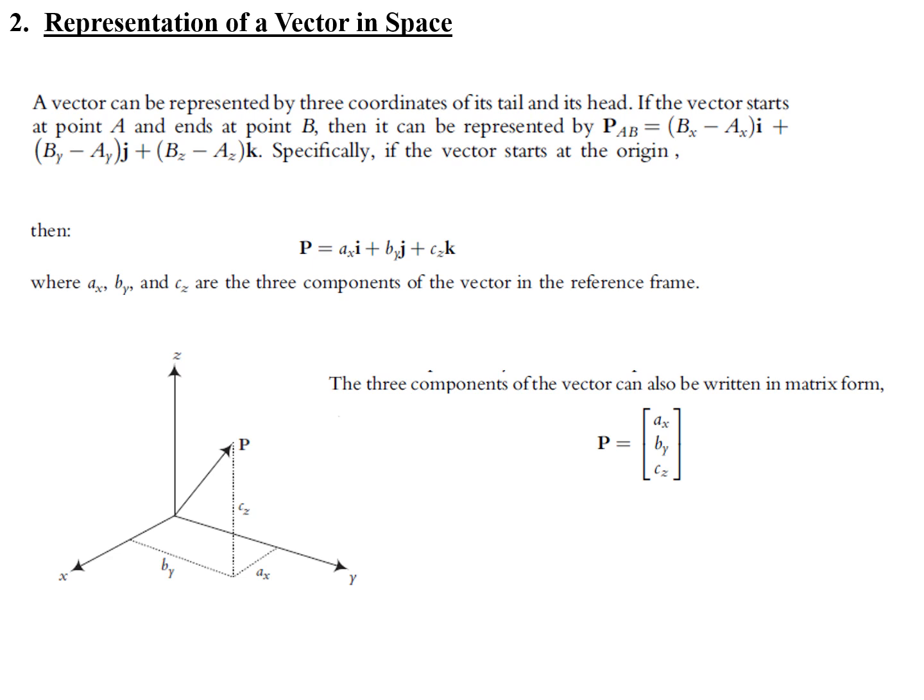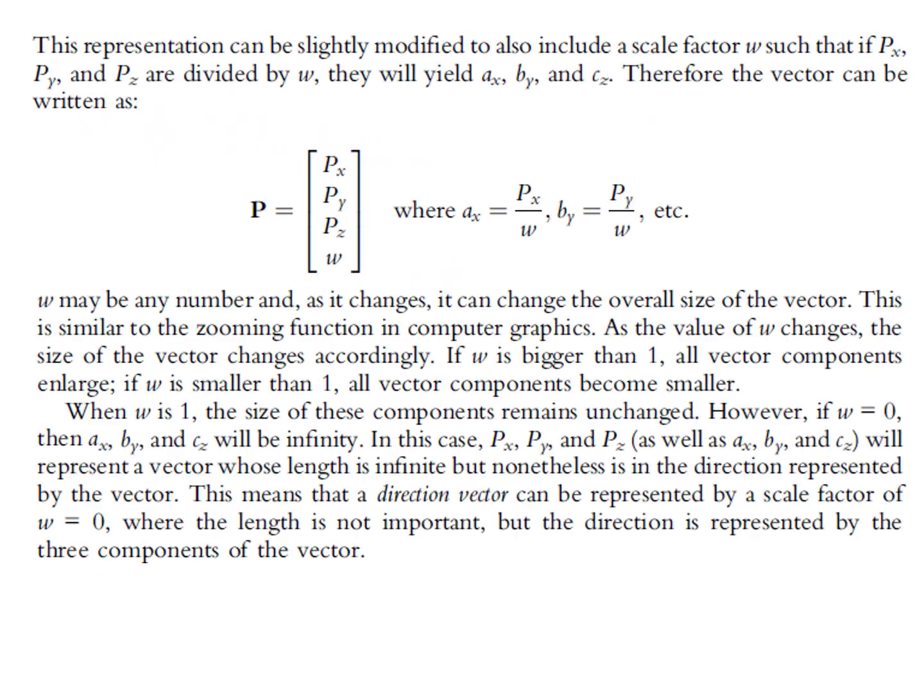Then how do you represent a vector in space? It is the same point, but when you give a direction to that magnitude, it becomes a vector. So how do you represent a vector in space? The same way: the x, y, and z coordinates, and the components of the vector are ax, by, and cz. If I want to include a scaling factor, I have to multiply the coordinates by a scaling factor w. That gives my new point. This is the scaling factor.